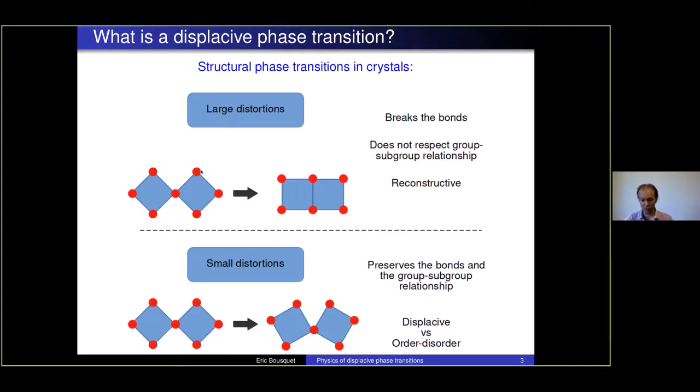But this kind of structural phase transition exists, typically the reconstructive phase transition, and it breaks the bonds and doesn't respect the group-subgroup relationship. And I would say that the most common phase transitions are among these ones, but we are going to be interested in the displacive ones, because for some applications they are much more interesting, I think.